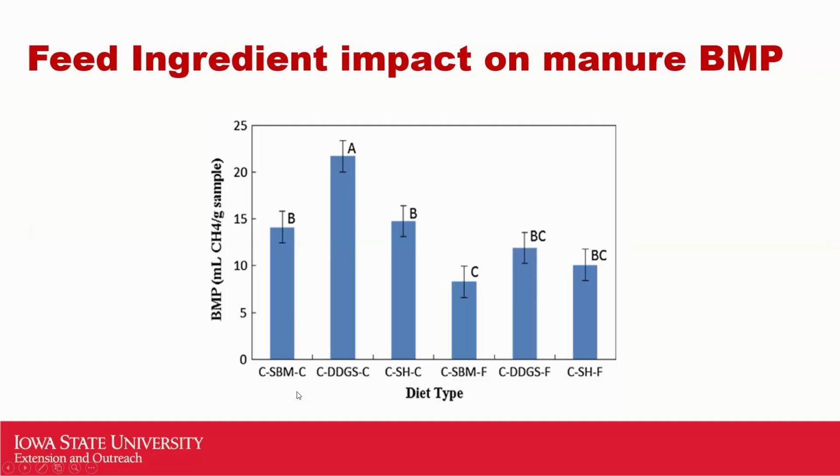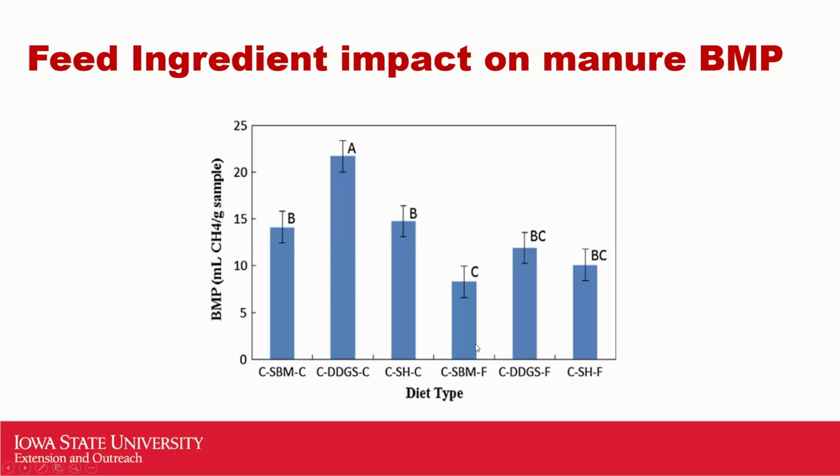And then those middle designators and the first letter are sort of a diet designation. So C-SBM would be a corn soybean meal diet. C-DDGS would be a corn distillers grain diet. And then the last one would be a corn soy hull diet. So you can see we replicated the same three diets at two different grind sizes.